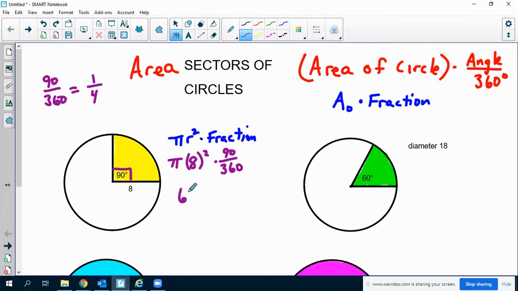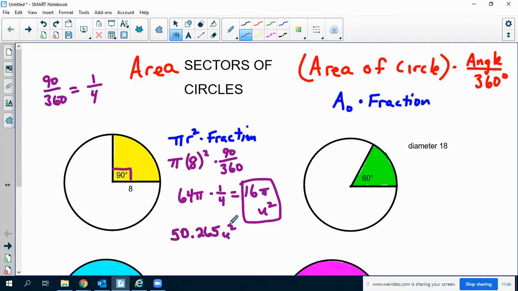So 8 squared is 64. 64 pi times 1/4, which is 64 pi over 4, that's 16 pi. So the area of this is 16 pi units squared, which, if I wanted to type it in the calculator and get a rounded answer, that would be 50.265 units squared.